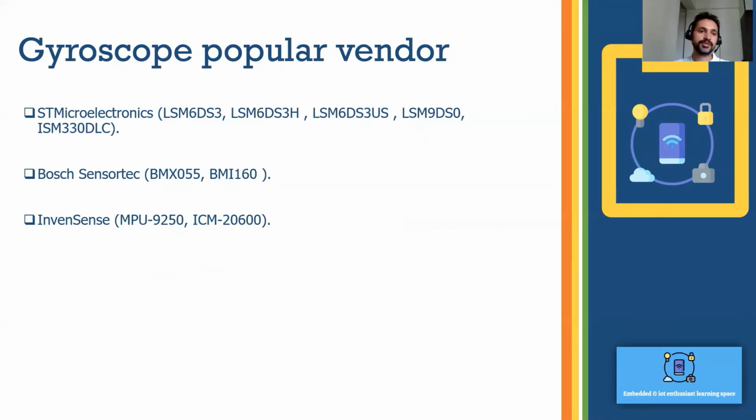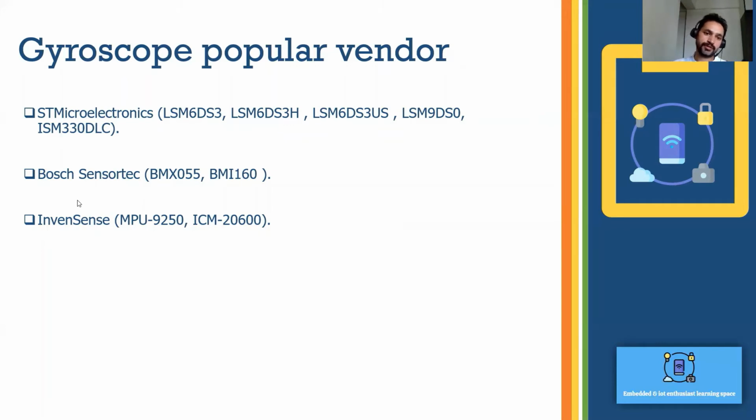Now let's discuss the key gyroscope vendors that are providing MEMS gyroscopes. There are many, but I have listed the key vendors and the popular gyroscope series. ST Microelectronics has a lot of gyroscope sensors, which is the LSM6D series. So it has DS3, S3H, US, and S0. And there is another one, the ISM330DLC, which has 9 degrees of freedom.